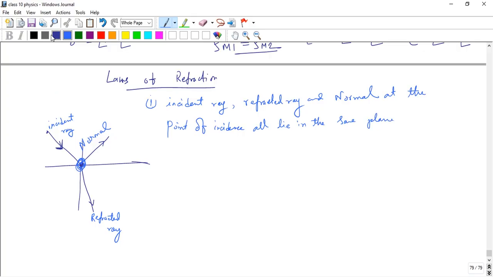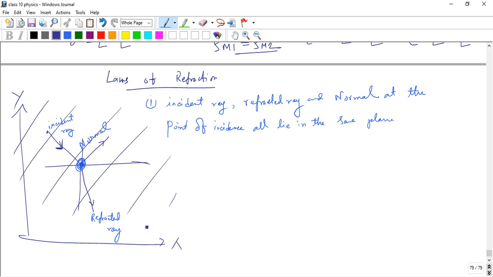Okay, suppose this is a graph with x and y. That is the same plane. All lie in the same plane, so that is the xy plane. It lies on the xy plane. Okay, and that is law number 2.